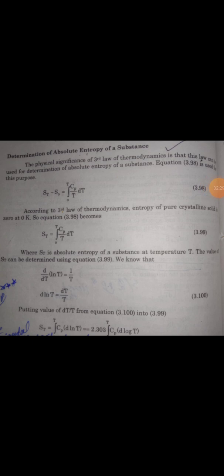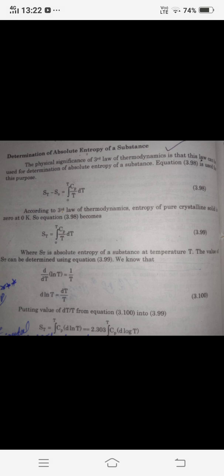Determination of the absolute entropy of a substance. This is the physical significance of the third law, that we can determine the absolute entropy of a substance. How can we determine the absolute entropy of a substance? For this we will use this equation.